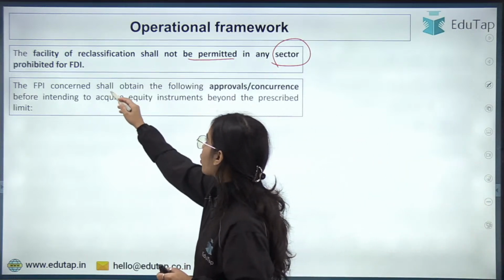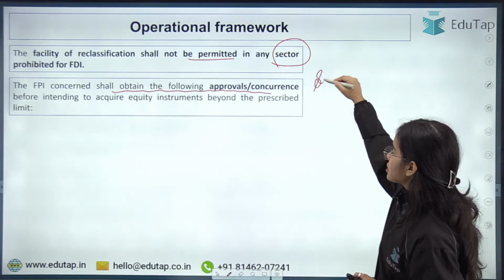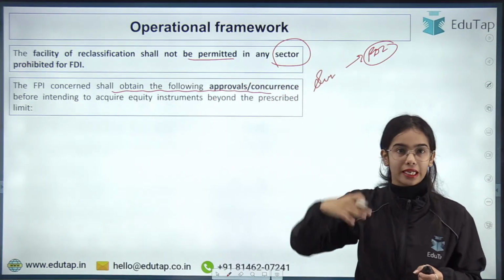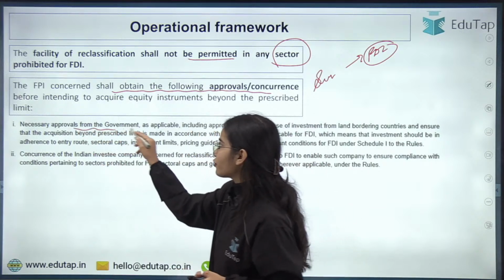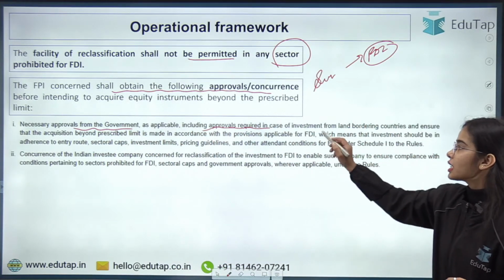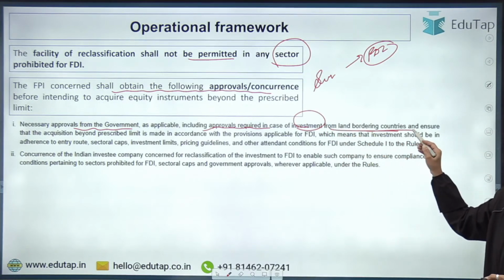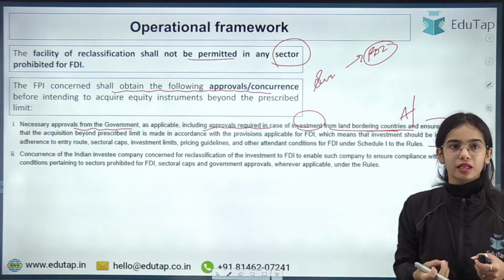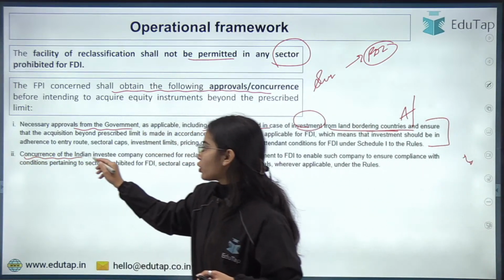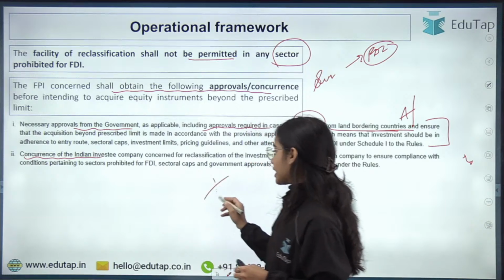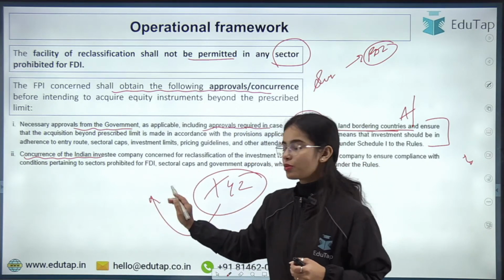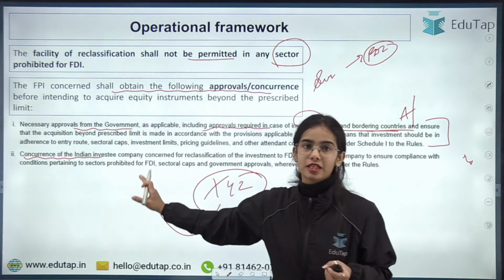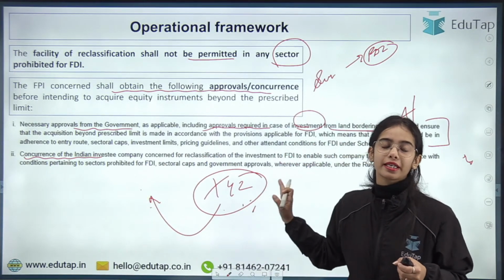The FPI concerned shall obtain the following approvals. In the sectors where FDI is actually allowed, the necessary approvals have to be taken from the government as applicable, including the approvals required in case of investment from land bordering countries. As well as that, the concurrence or agreement of the Indian investee company is needed. Let's say you are investing in XYZ. The agreement has to be taken from this company also, that this foreign investor wants to do foreign direct investment in your company.